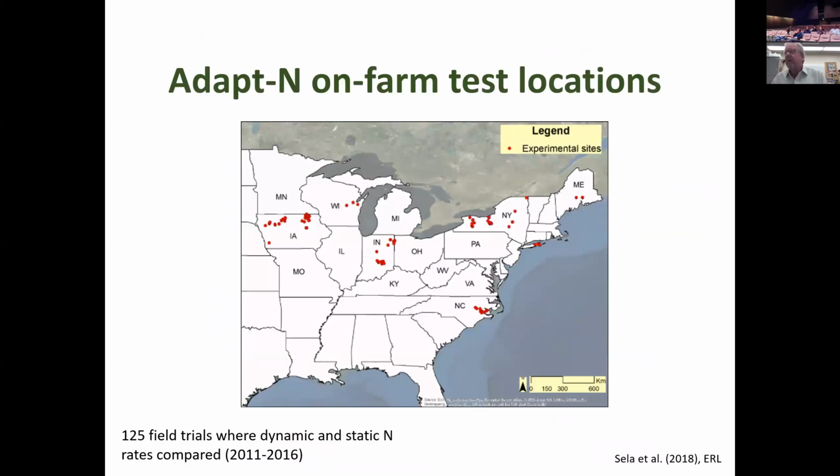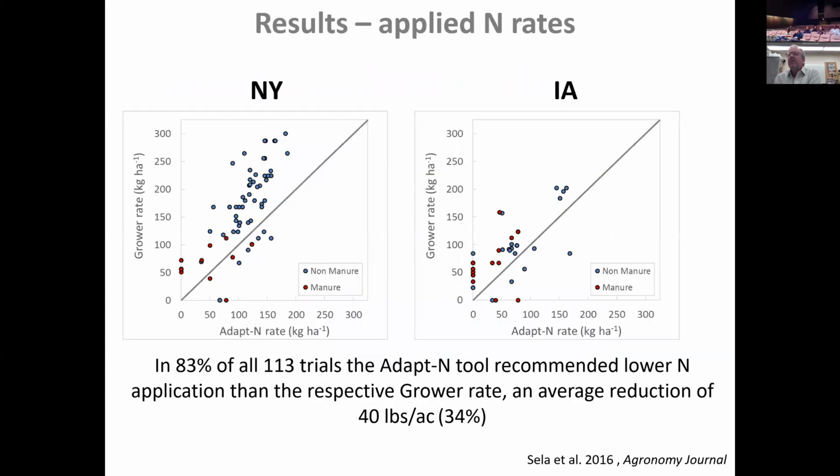So this is where the locations where we did a lot of the on-farm testing, going all the way into the Corn Belt. These are the ones that we basically have published information. There's a lot more that haven't even actually been published. So one set of trials was where we compared Adapten to what the grower would normally do. And these are results from New York on the left and Iowa on the right. And it basically shows that the grower rate in general was higher than the Adapten rate. So it's above that diagonal 1-to-1 line.